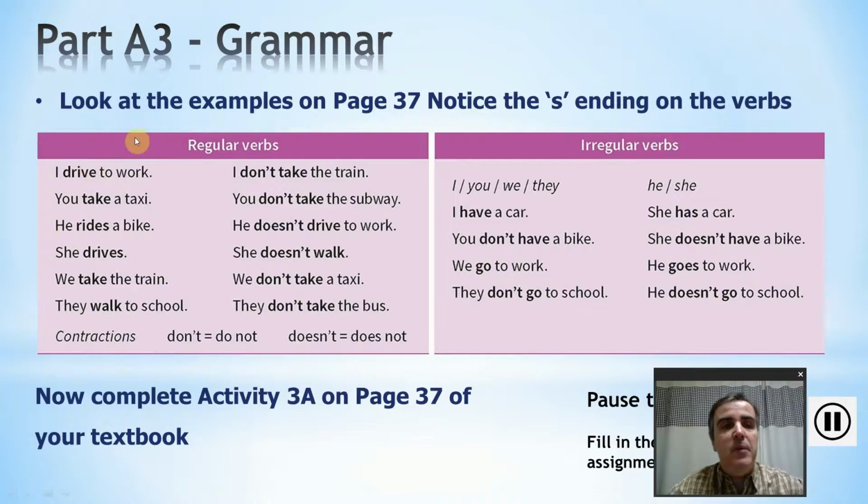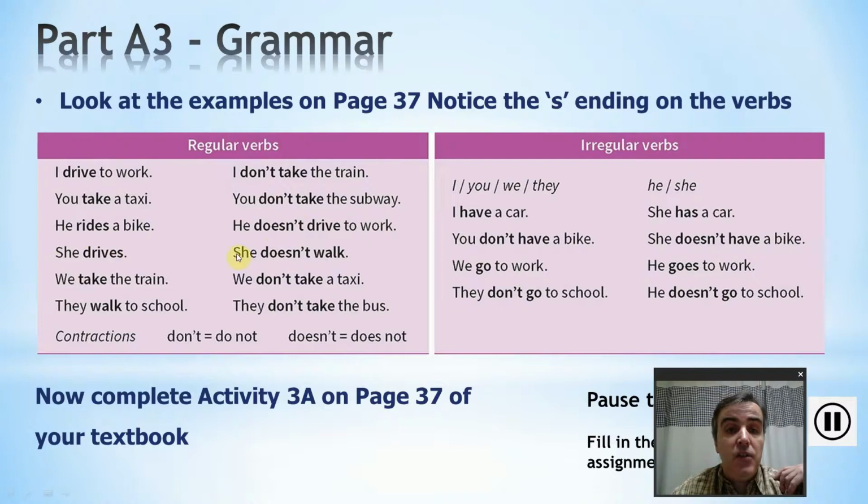So these examples here give you some examples of how to do this. So I drive to work. I don't take the train. You take a taxi. You don't take the subway. He rides. We notice we've got the S. He rides a bike. Now, he doesn't drive to work. So here we're changing the don't to doesn't. He doesn't drive to work.